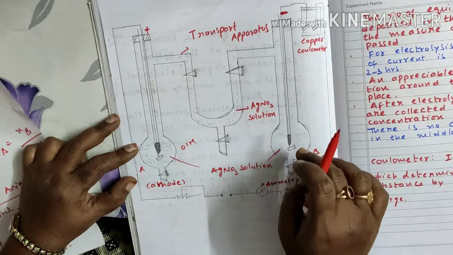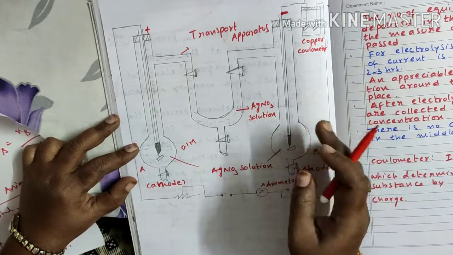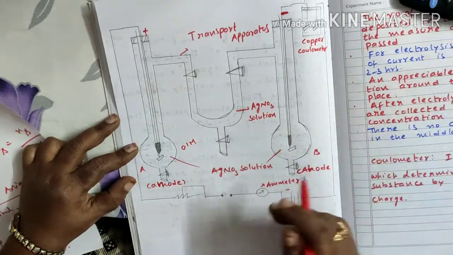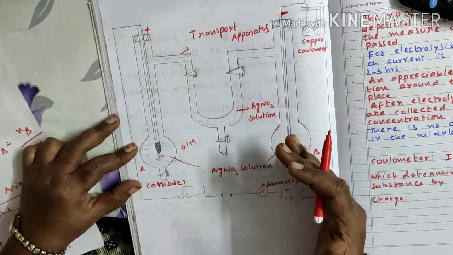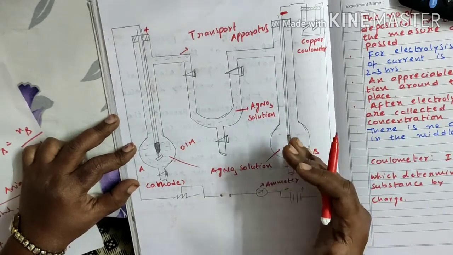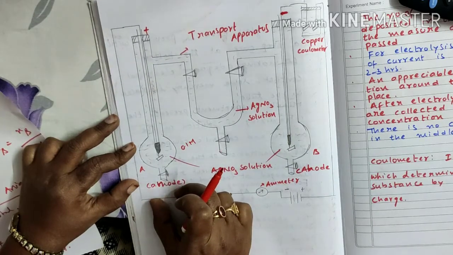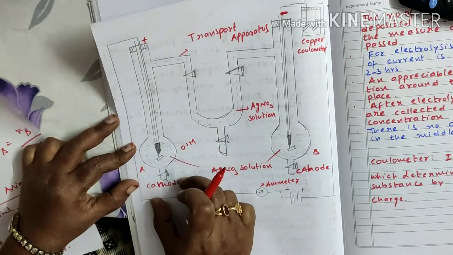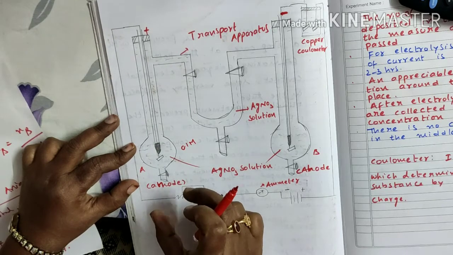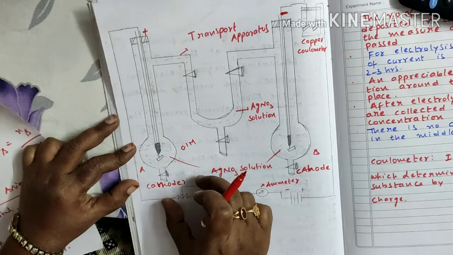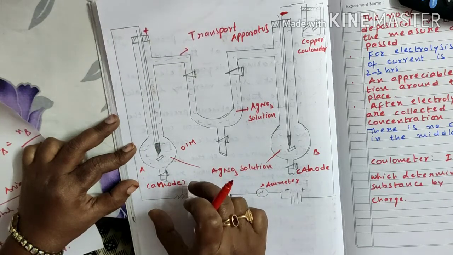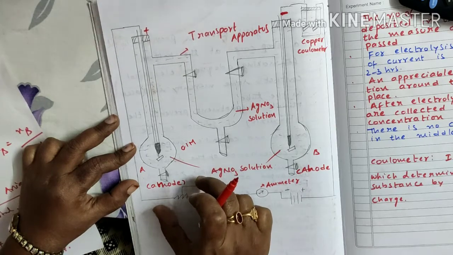After a current of 10 to 20 milliamperes is passed for 2 to 3 hours, some solution is taken from the vertical columns and titrated with ammonium thiocyanate. Then we observed that there is a change in the concentration.